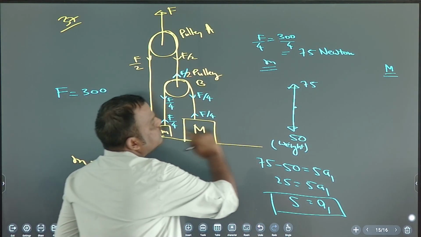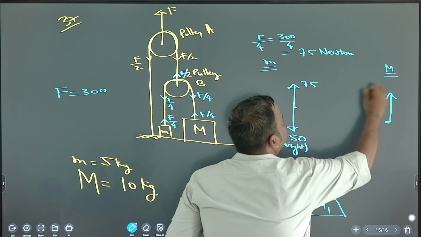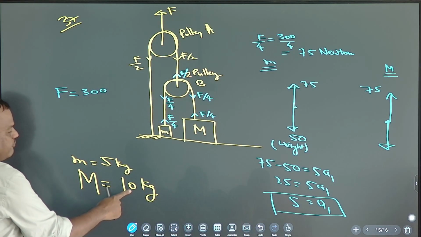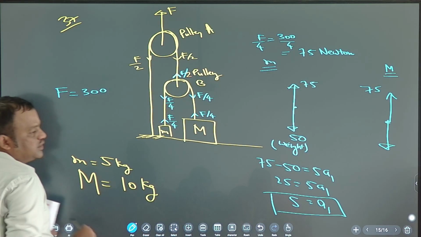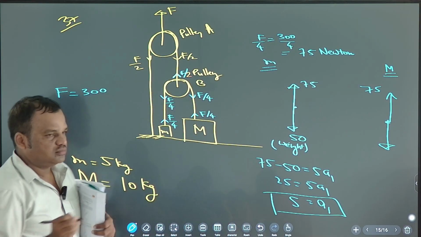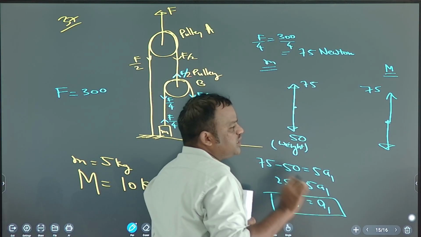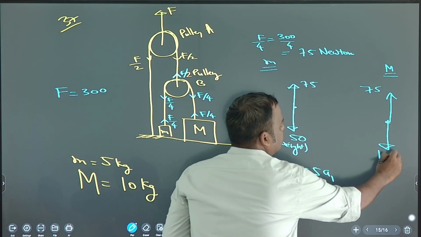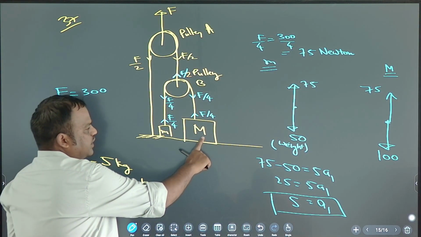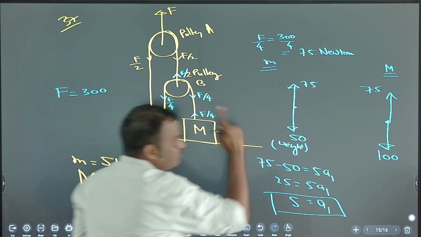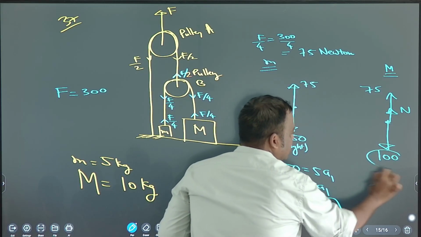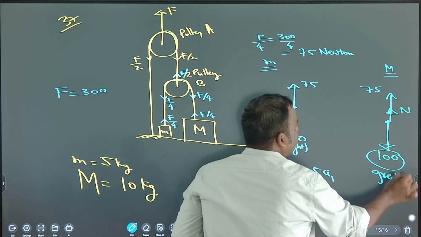Now for capital M, the upward force is 75. The mass of capital M is 10 kg. What is the downward force? Mg is 100. Which is greater, 75 or 100? 100. So it cannot go up. It is resting, so the normal force will act up. It is not going up, because 100 is greater than 75.